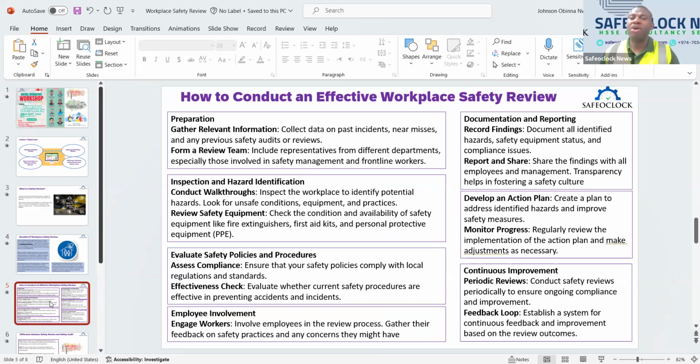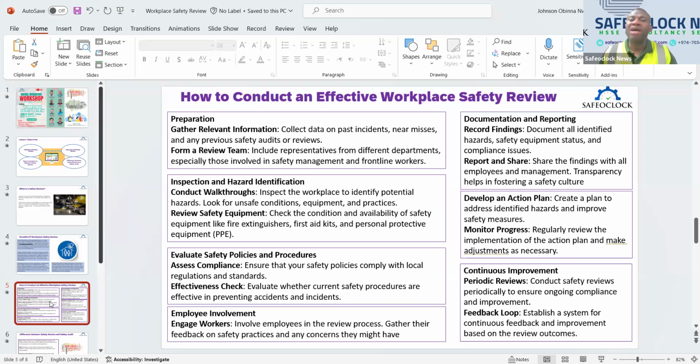Let's look at some of the sequence that we can follow to conduct effective safety review in the workplace. The first one is preparation. Of course, before anything is done, it's recommended that you prepare adequately.